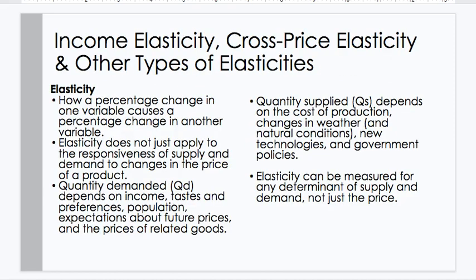Income elasticity, cross-price elasticity, and other types of elasticities. Elasticity is how a percentage change in one variable causes a percentage change in another variable. Elasticity does not just apply to the responsiveness of supply and demand to changes in the price of a product. Quantity demanded depends on income, tastes, preferences, population, expectations about future prices, and the prices of related goods. Quantity supplied depends on the cost of production, changes in weather and natural conditions, new technologies, and government policies. Elasticity can be measured for any determinant of supply and demand, not just the price.